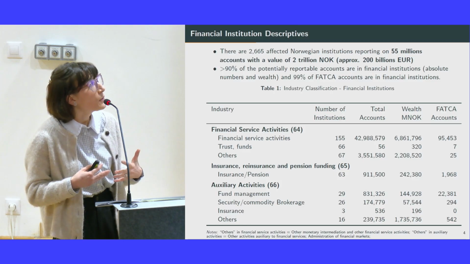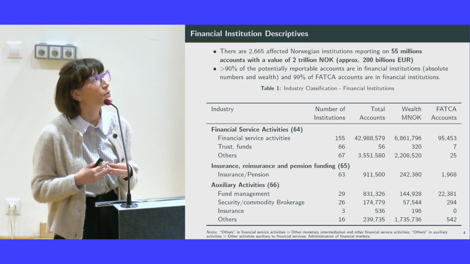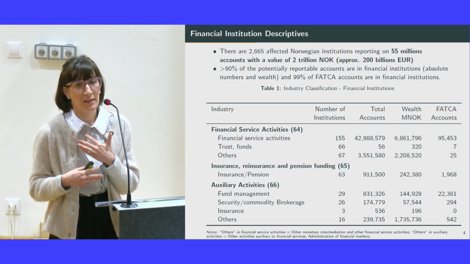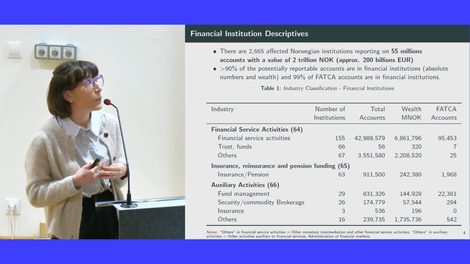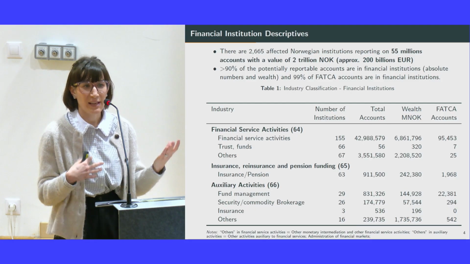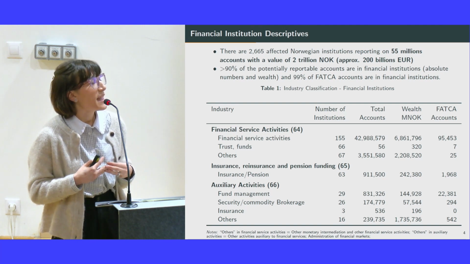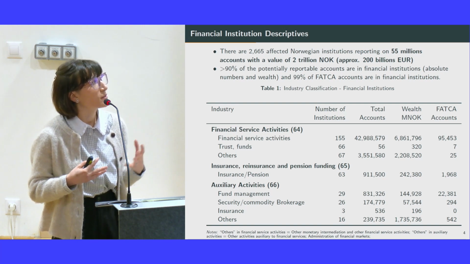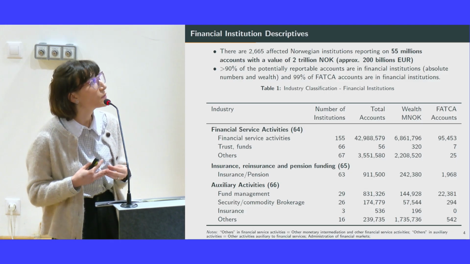When we break down those financial institutions, so who those actors are, the first line is financial service activities, where banks are. There you see they are the big part of the entities that have to report. And in terms of total accounts they handle, both CRS, FATCA and domestic ones, they are the largest, with around 95,000 unique FATCA accounts they had to report.